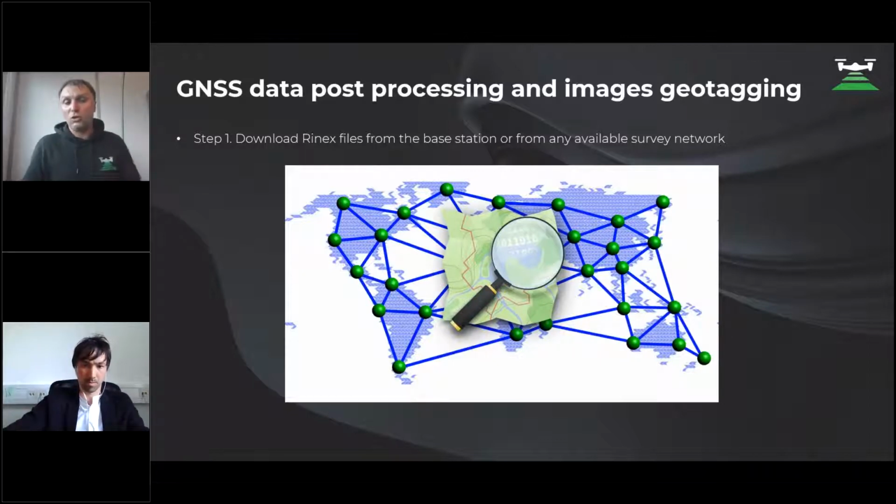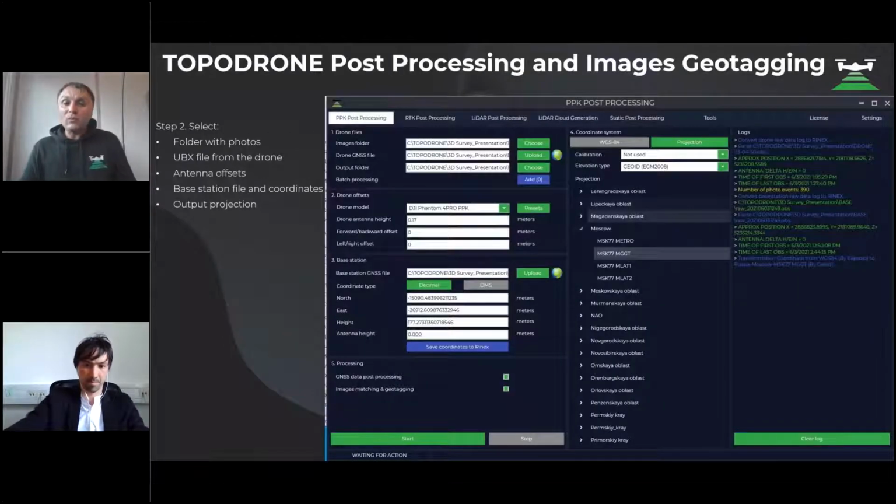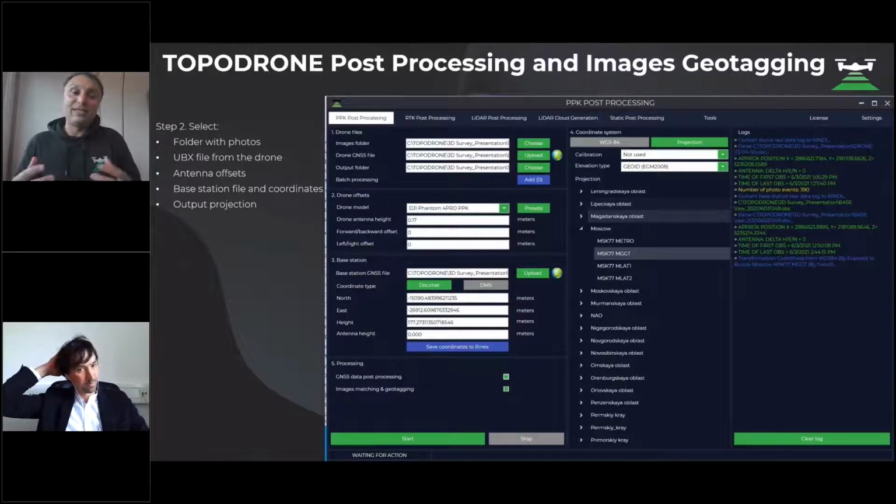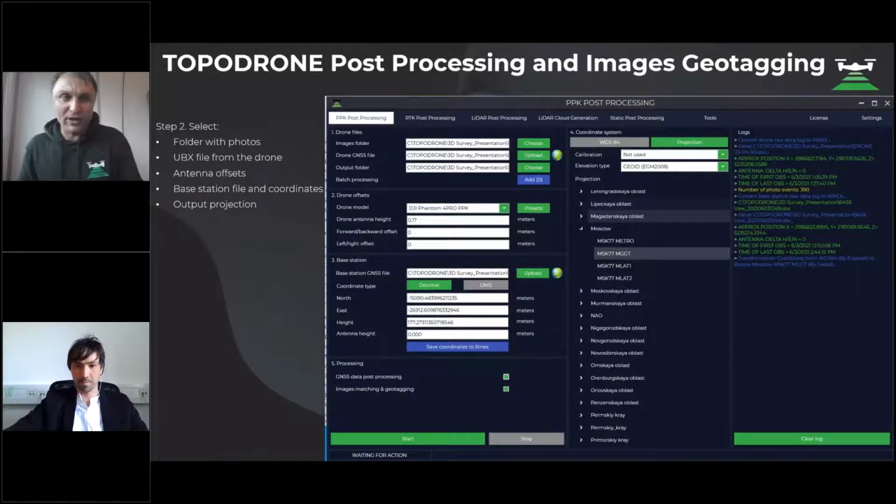First step, you install your own base station in the field, or you can connect to any available correction network, and you need to download a RINEX file from this network. After that, of course, you need to fly your area with the drone. Then you choose a folder with images from your drone. You choose GNSS data from the drone, which is stored in a UBX file. After that, you add the antenna offset, which is included inside of our software as well. And after that, you need to add a base station file in RINEX format or UBX format or any available format that you have.